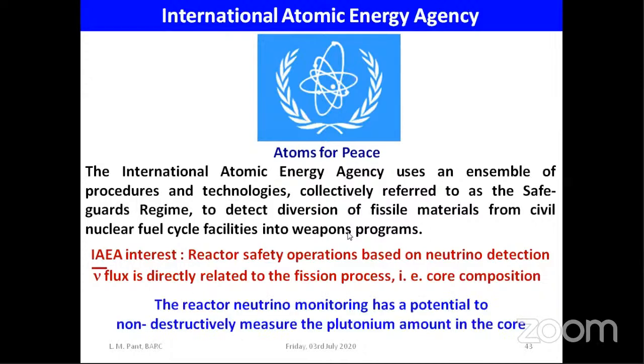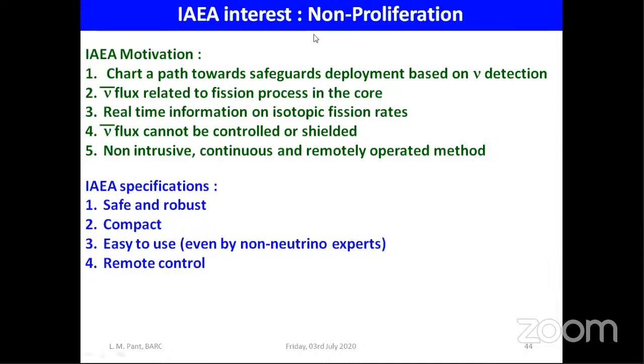So reactor neutrino monitoring has the potential to non-destructively measure the plutonium amount in the core. This is the motivation for what the IAEA suggested: to chart a path to deployment based on neutrino detection. The anti-neutrino flux is related to the fission process in the core and gives real-time information on isotopic fission rates. The anti-neutrino flux cannot be controlled or shielded. It's a non-intrusive, continuous, and remotely operated method.